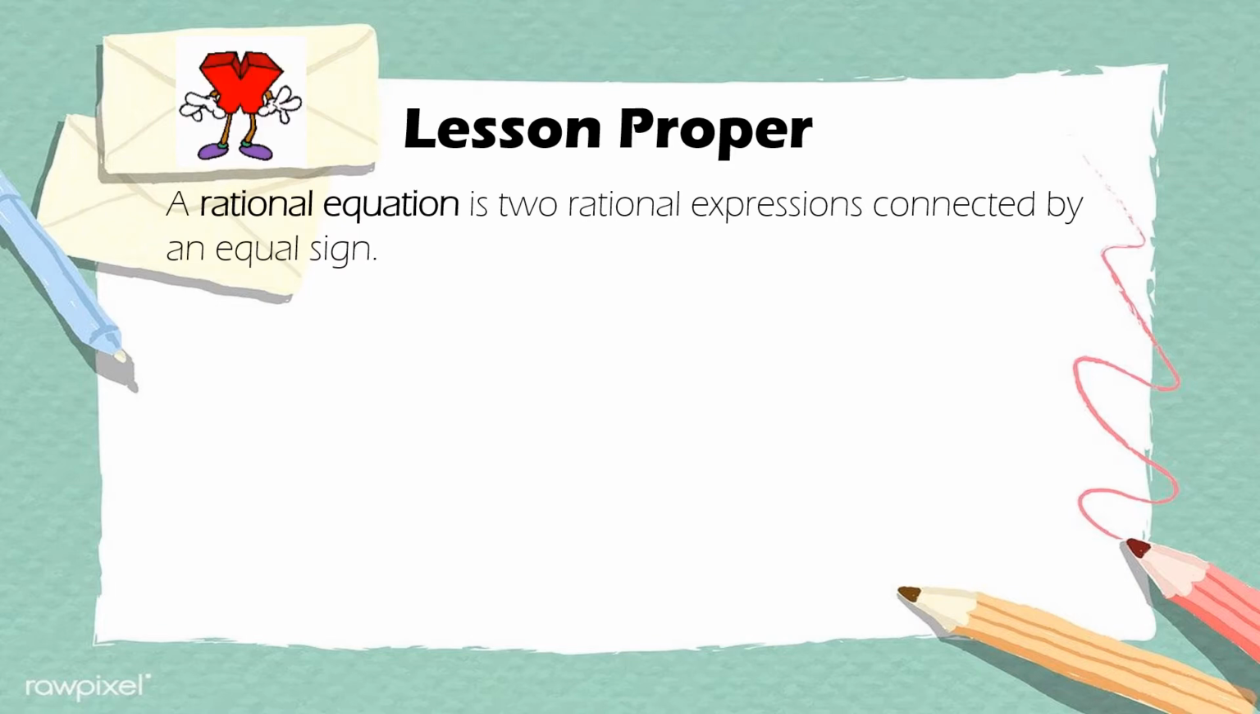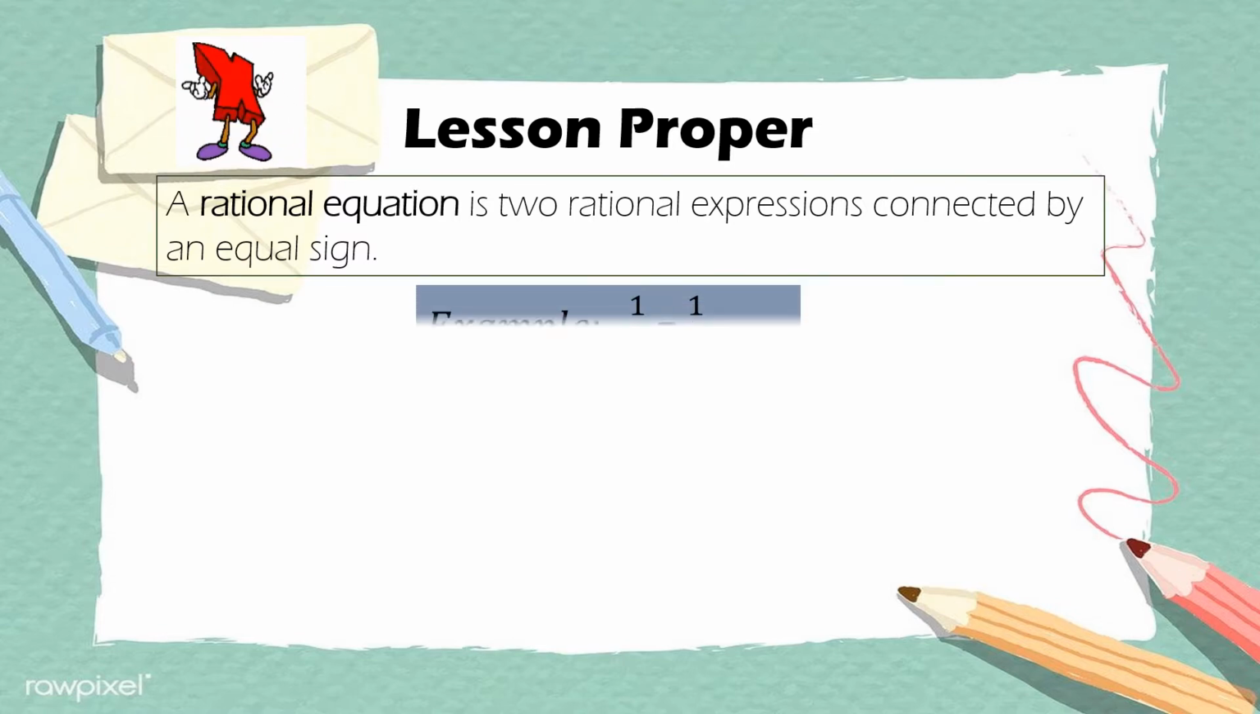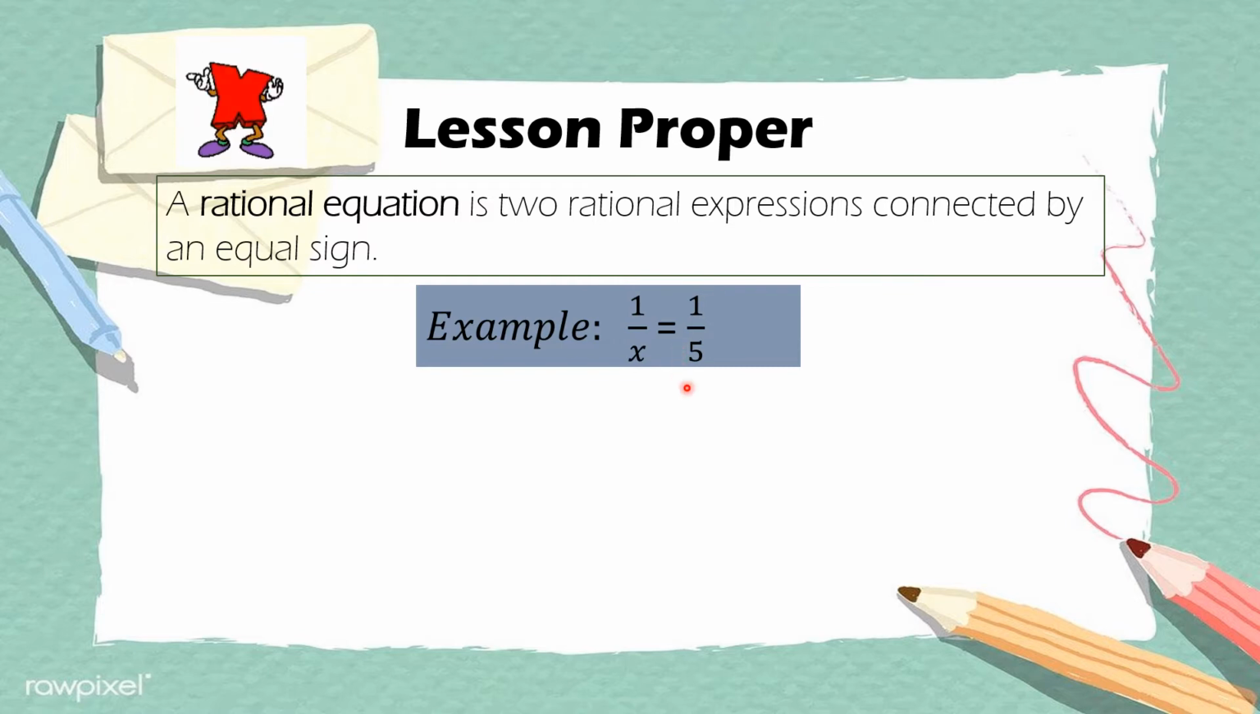A recall on the definition of rational equation. A rational equation is two rational expressions connected by an equal sign. So here is the example. Two rational expressions connected by an equal sign.